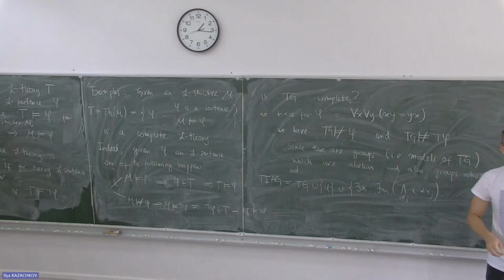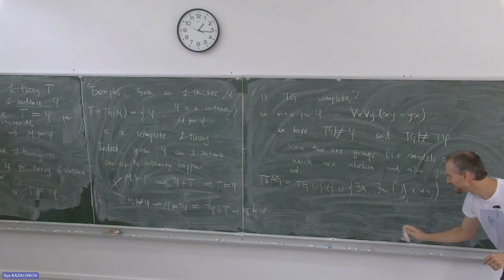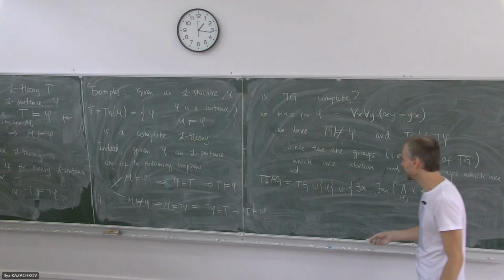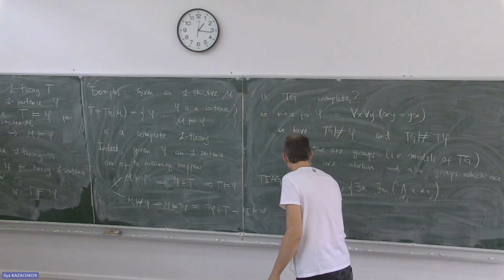Good. Torsion free. This is not complete anymore. Not yet. I have infinite abelian groups which have torsion and others which have no torsion, right? So this is not complete, not yet complete.